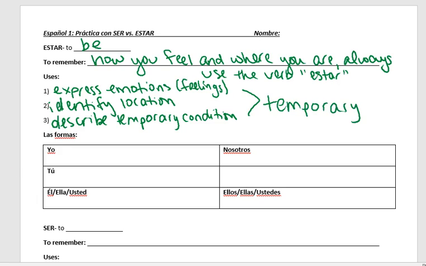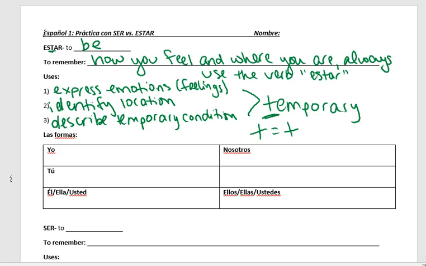Your emotions, like you're not feliz every moment of every day, or you're not triste every moment of every day. You're not always in la clase de Español, which is your location. Things like that. So estar is temporary, and I remember it as what I call T to T, because temporary has a T and estar has a T.